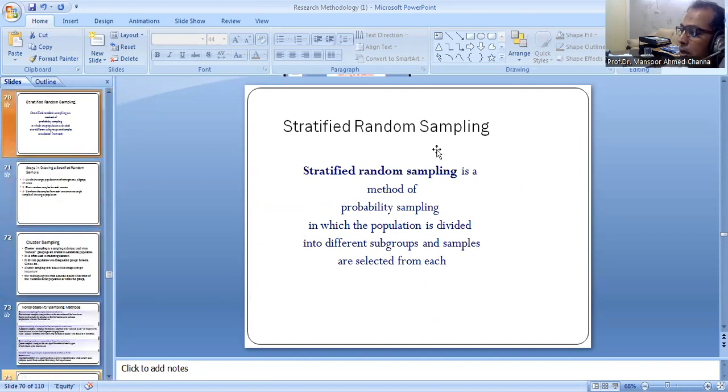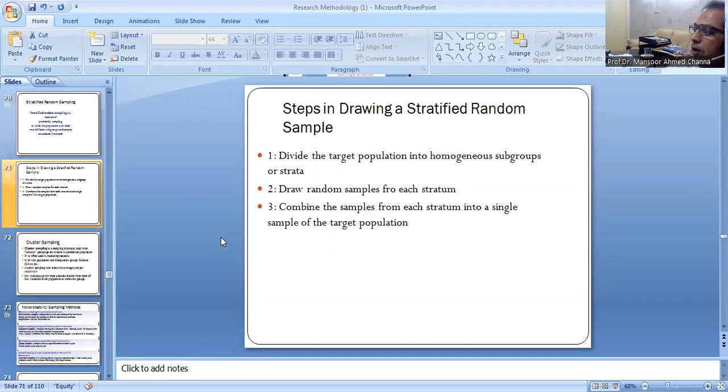Stratified random sampling. Stratified random sampling is a method of probability sampling in which the population is divided into different subgroups and samples are selected from each. Steps in drawing a stratified random sample. There are 3 main steps. Number 1, divide the target population into homogeneous subgroups or strata. Second, draw random samples from each stratum. Third, combine the samples from each stratum into a single sample of the target population.